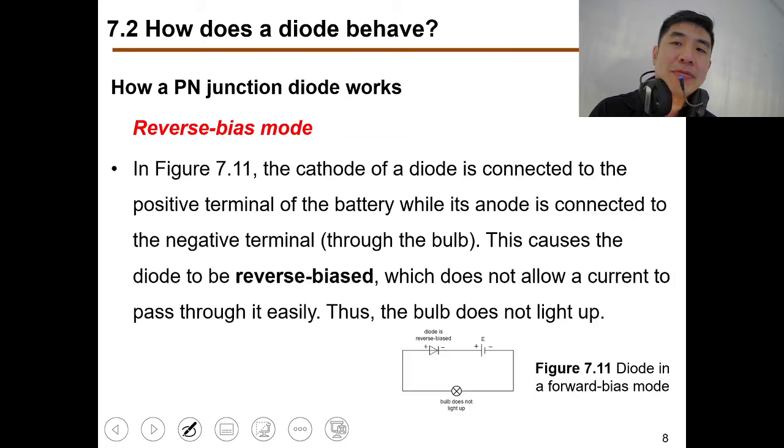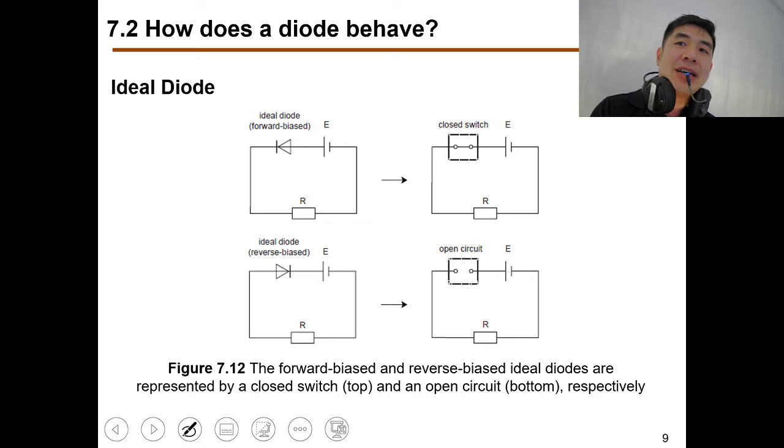When I'm talking about this one, it is the standard diode, not the Zener, not the photodiode. This standard diode doesn't work in reverse bias. You can see the bulb does not light up. And how does the diode behave? The diode behaves in this way. An ideal diode will behave like that.